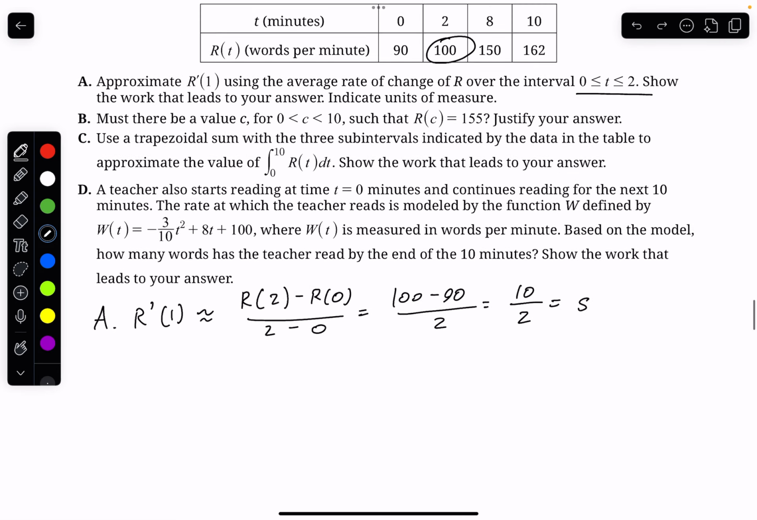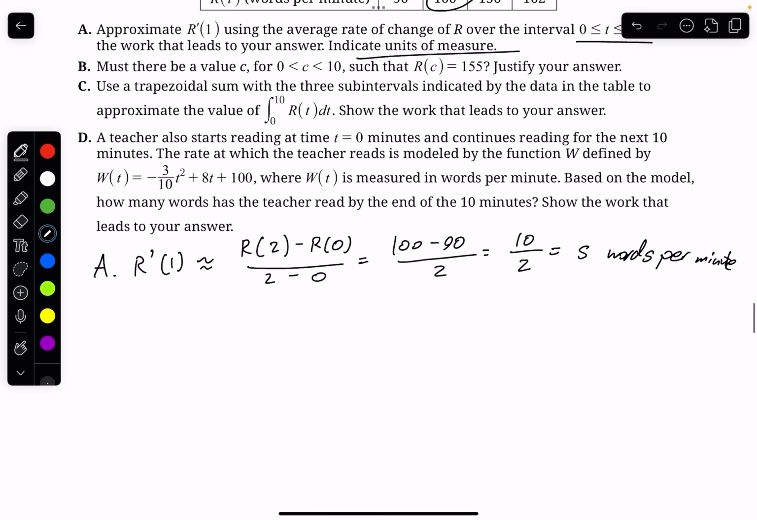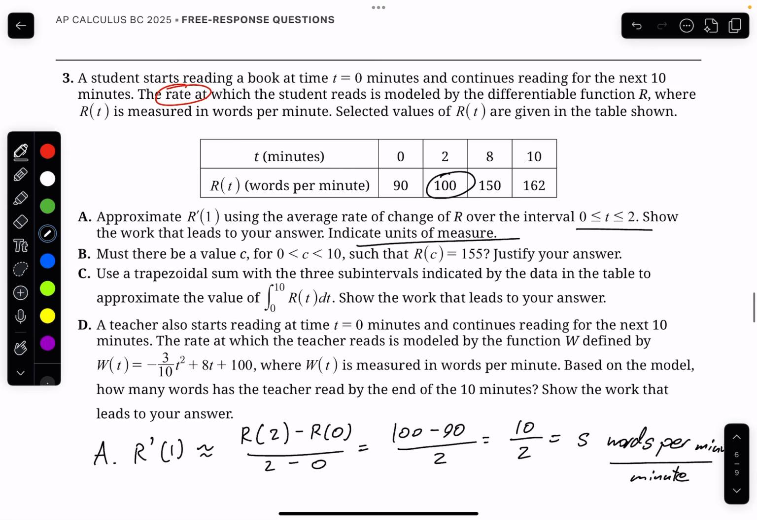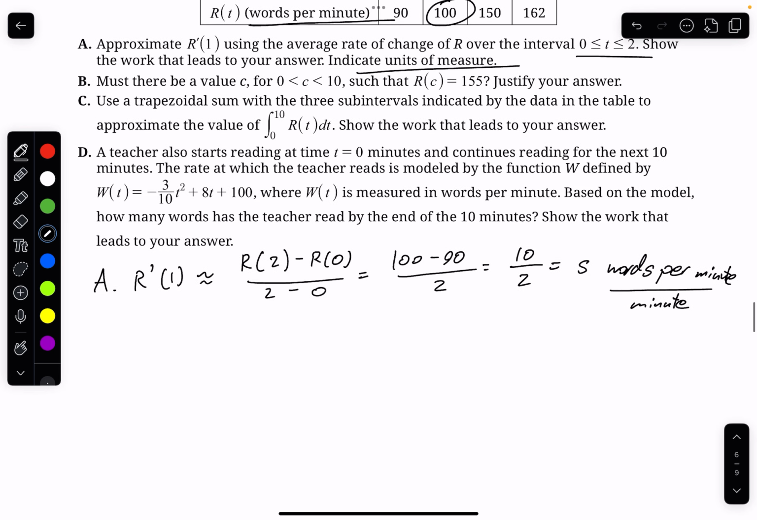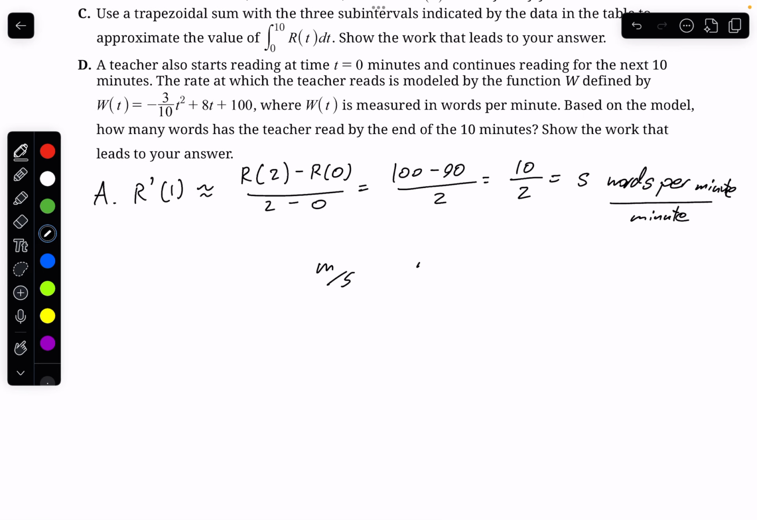Now, by the way, they also want us to include the units of measure. This is simply going to be words per minute. Because r of t is described in words per minute, the derivative is simply going to be words per minute, since this is another function of time, once again. Similar to how it works in physics, when velocity is meters per second and then we differentiate, we get meters per second squared. So it's the same concept applying here.